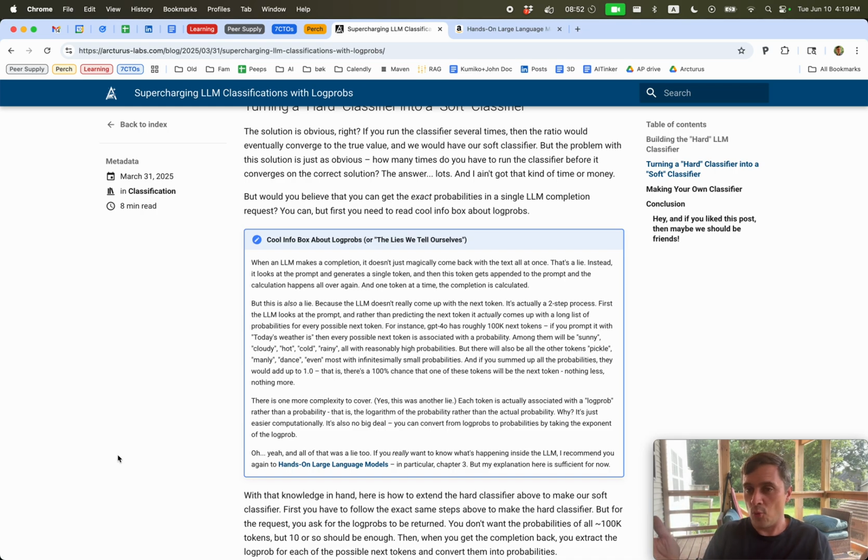And okay, so one more level of lie. The model is not actually calculating the probabilities. That would be computationally too intense. It's calculating the logarithm of the probabilities. Logprobs. No big deal though. Take the exponent, you're back into probability space.